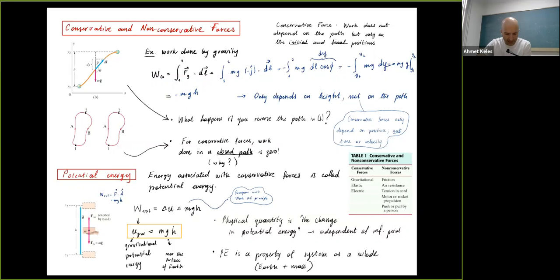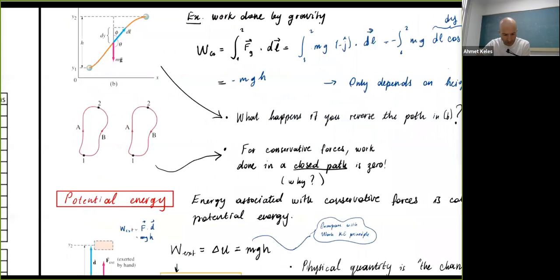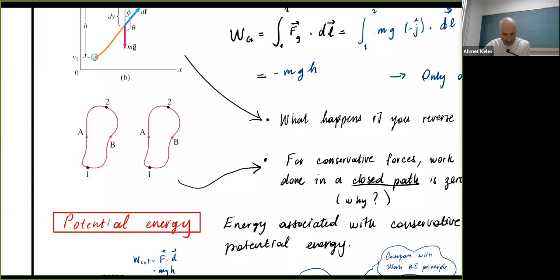Now, let's consider this example. I'm going from a point 1 to 2. Imagine the work done when I go from 1 to 2 along this path A is, I don't know, let's call it W. Then I can ask, what is the work done along the path B? And we are considering a conservative force. What would the work done along path B be if this is W? That's also W, right? Good.